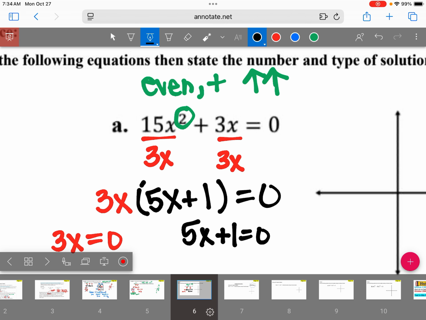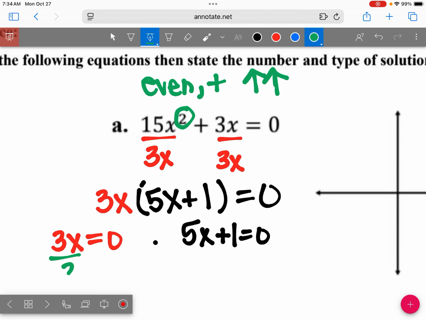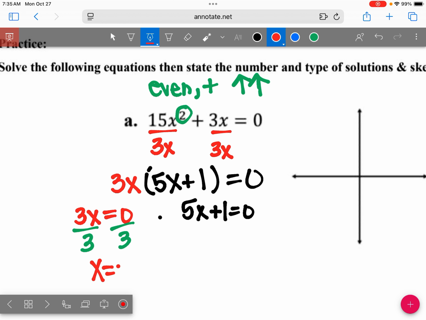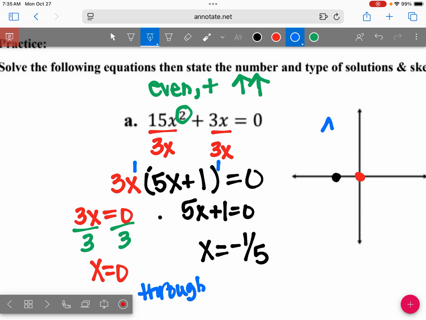So you should get, for the first one, when you divide by 3, 0 divided by anything is 0. So I'm going to go ahead and put a point at 0. And then the second one, I'm subtracting the 1 and dividing by 5, so x equals negative 1/5. It's negative, so I'm going to put a point to the left. And then both of these have a degree of 1, which means it's going to go through both. So it's going to come down, go through, make a U-turn, come back up, and go through. And that would be your sketch.